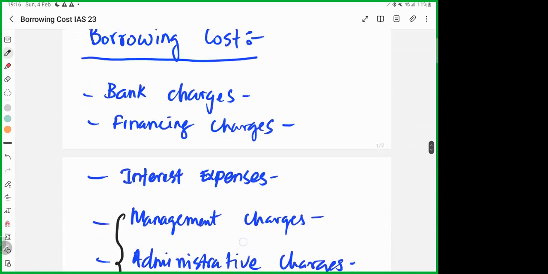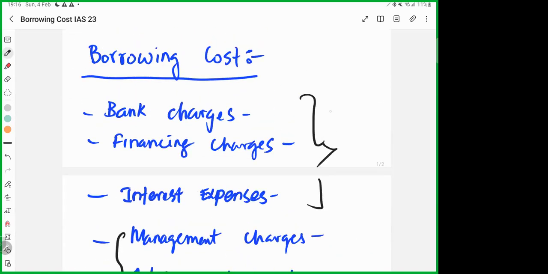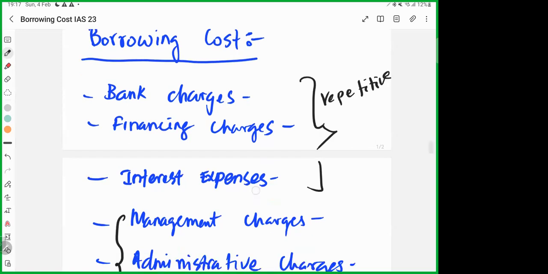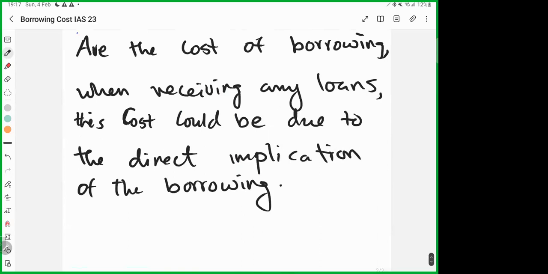And these are possibly repetitive. Got me? Understood, brothers? Yes. So now we were able to elaborate, define or interpret what borrowing cost is.